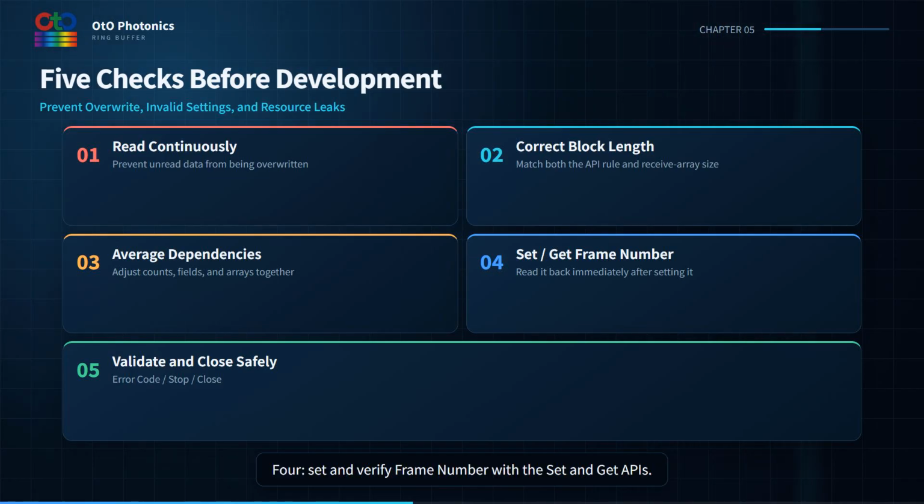Fourth, use UAI spectrometer set frame number to configure the maximum number of spectra stored in the spectrometer, and use UAI spectrometer get frame number to read the value back for verification. Fifth, check the return value or error code after every SDK call. When the program ends or an exception occurs, stop ring buffer first, and then close the spectrometer connection.